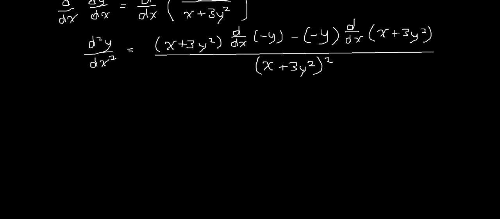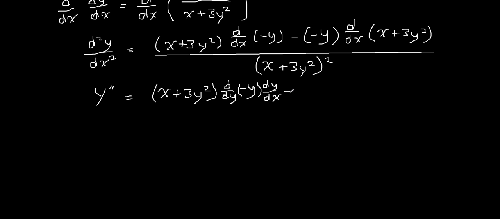Okay, so if we simplify this, I'm just going to write the second derivative as y double prime. So this is still going to be x plus 3y squared. Now d negative y over dx is just negative dy over dx, and the reason is you can bring constants to the front. Actually, I'll just write out the steps if you want them. d over dy of negative y times dy over dx. Minus negative y, well that's just plus y times the derivative.